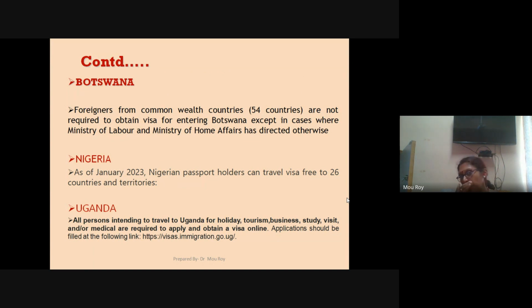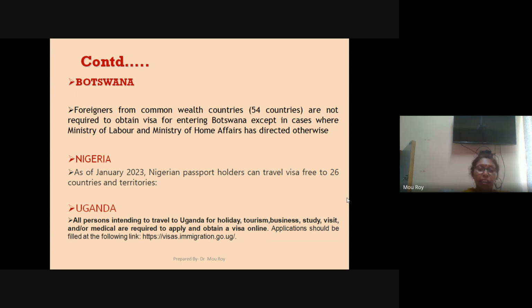There are 54 Commonwealth countries. They are not required to obtain a visa for entering these countries, where the Ministry of Labour and Ministry of Home Affairs have not directed otherwise. These policies keep on changing, so you have to be very particular while doing all this, and you can get all the information on the website.